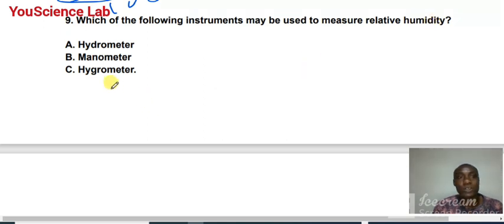Question 9. Which of the following instruments may be used to measure relative humidity? The instrument used to measure relative humidity is the hygrometer.